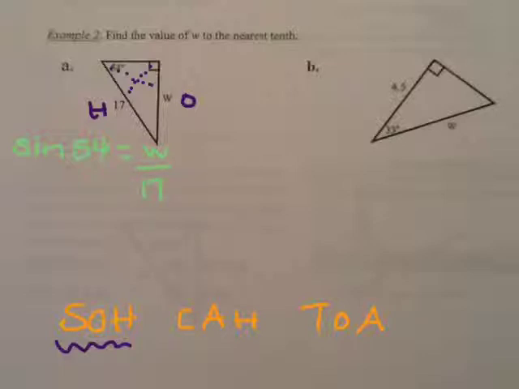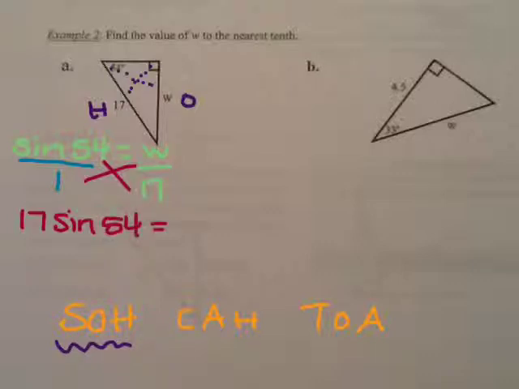At this point, what you're going to do is just cross multiply. So that's over 1. Cross multiply, so we get 17 sine of 54, not 154, just 54, equals 1 times x, which is just x. Okay, this is really important.